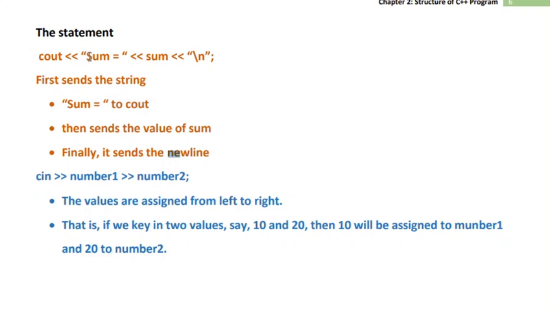So first this particular string, that is sum equals to, will be sent to cout, right? Because at a time only one value can be sent to cout. Once it prints sum equals to into the output stream, then the next value, sum, will be sent to cout. Once the value of sum is printed into the standard output stream, then it sends the value of new line to cout, and then it will print a new line.